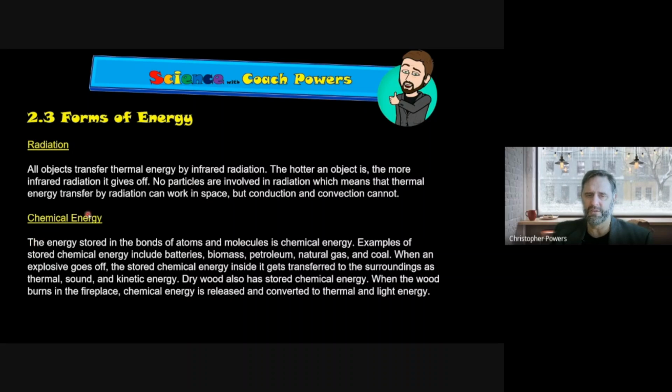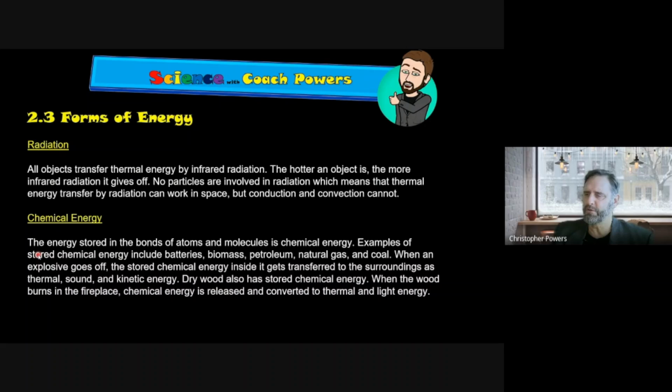Now, chemical energy. I'll give more examples of radiation, but here we go with chemical energy. The energy stored in the bonds of atoms and molecules is chemical energy. If you have a carbohydrate, a sugar, C6H12O6, you have six carbons, each capable of four bonds. If they break, they release the energy. It's potential energy when they're stored in the bonds.